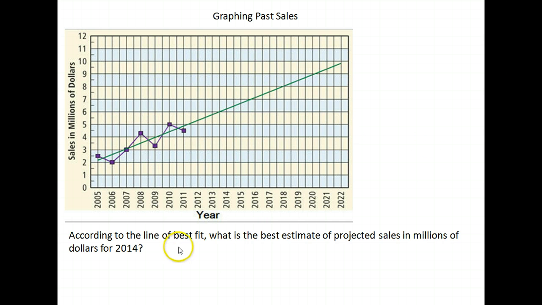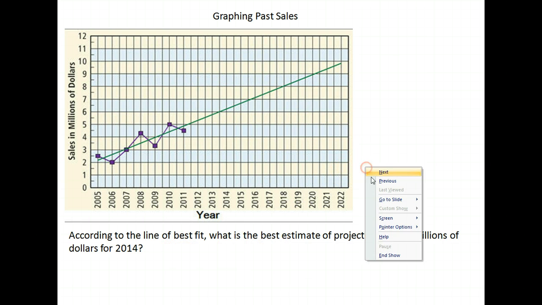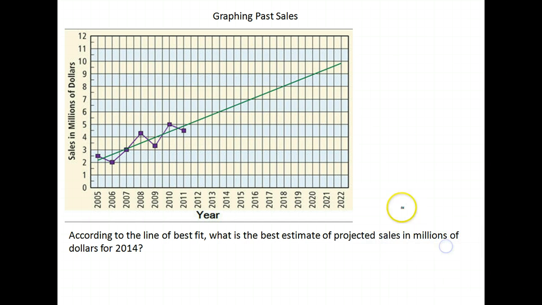All right, so here we have the question according to the line of best fit. So again, we have a graph given to us here. We have the actual values, which are our boxes here, and then we use that to create a line of best fit, one that would kind of fit the data and let us project what would happen in the future. So it says, according to the line of best fit, what's the best estimate of projected sales in millions of dollars for 2014? So you would go on your graph, here's 2014. You look up and go up till you meet the graph, because we want that point right there.